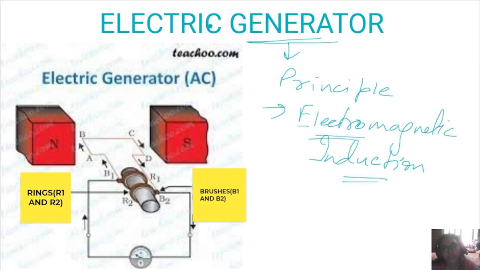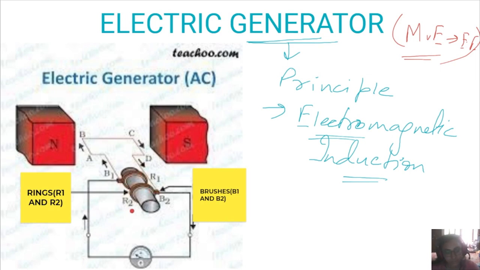So electric generator means something that generates a form of energy, and here what will it generate? It will generate current, right? So here we know that the opposite is happening, that is, mechanical energy is getting converted into electrical energy. So here some things are different. Here, instead of split rings, there are proper rings, right?